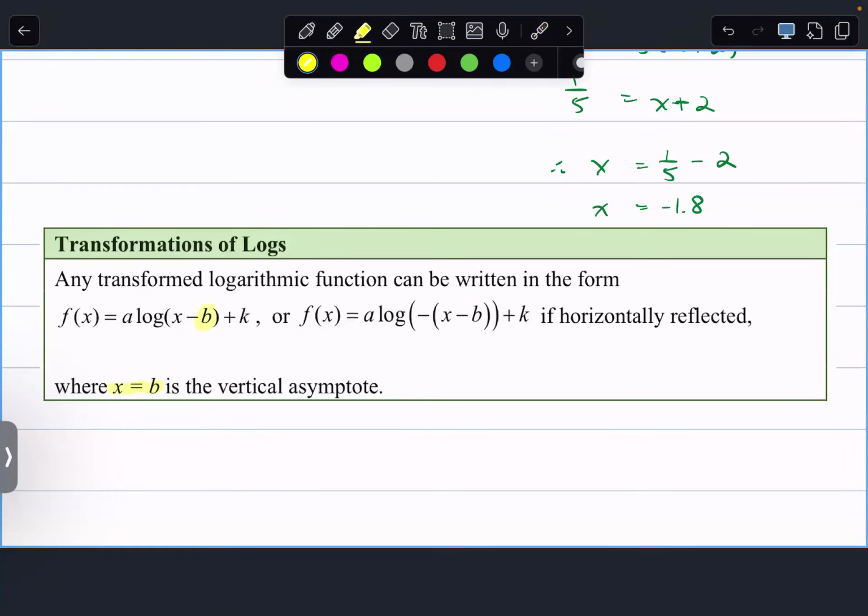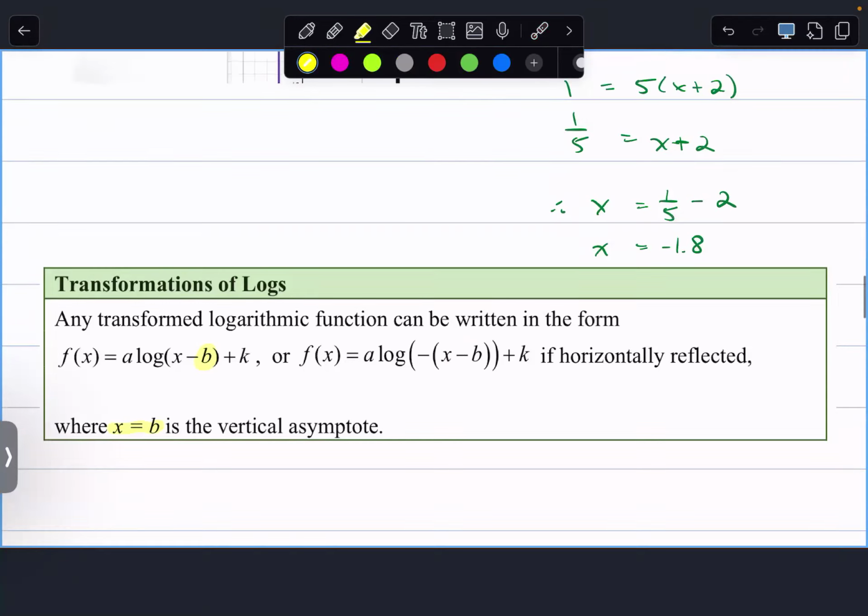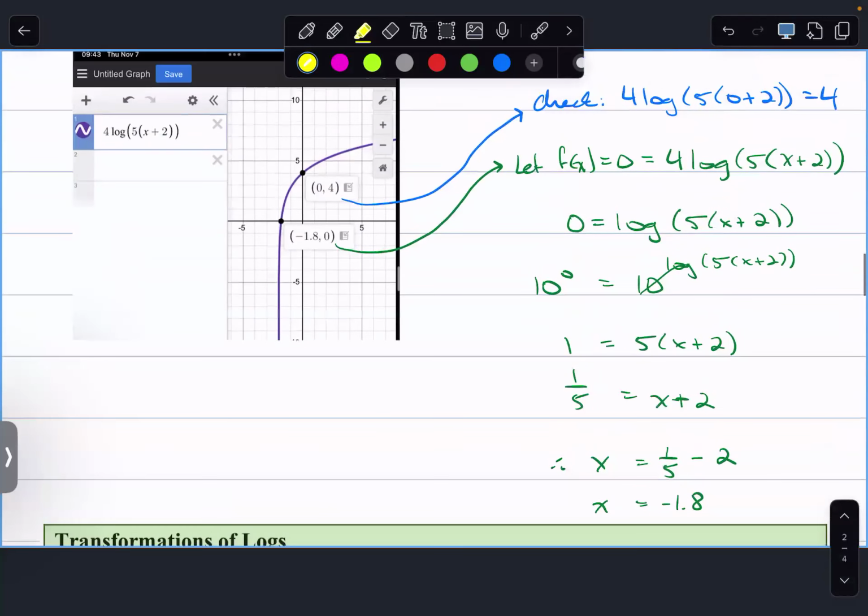Which is what we saw, right? x minus b, we had x plus 2. So then b must be negative 2. So here we have a vertical asymptote at x equal to negative 2. And those are all the things that I want you to keep track of.